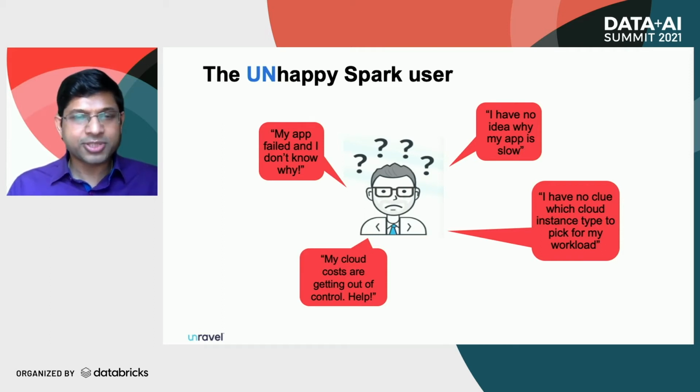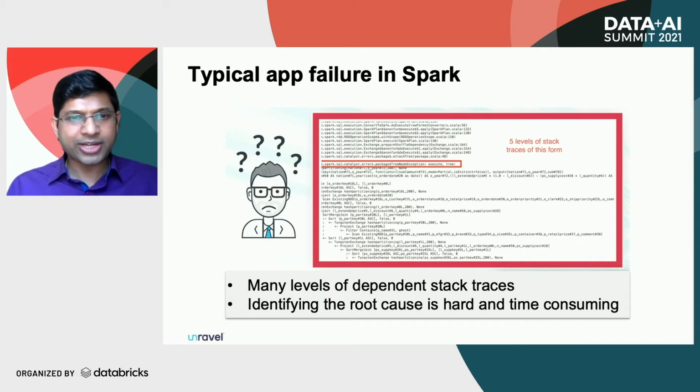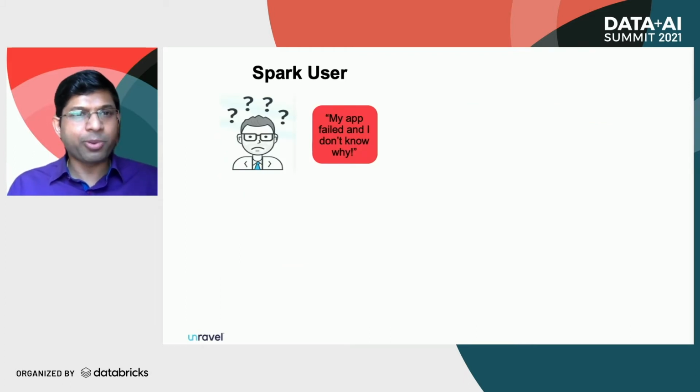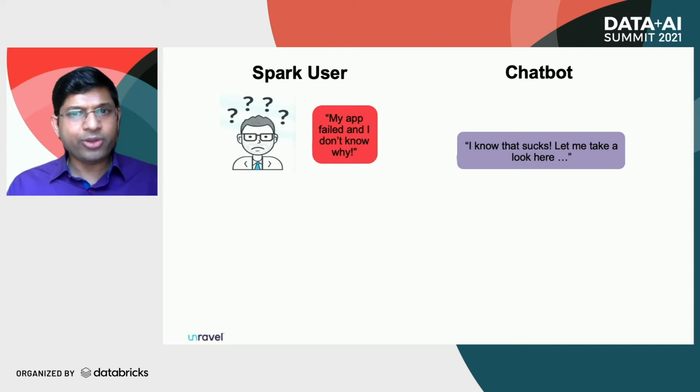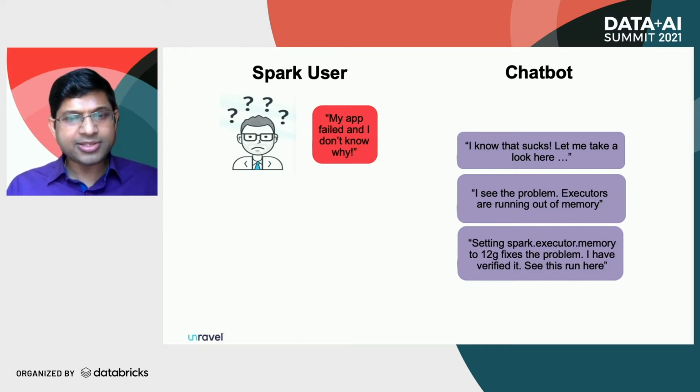So for such users, maybe somebody whose application has failed and who is struggling with all those dependent stack traces, trying to find the root cause of a problem, in the Jeeves chatbot that we presented in the 2019 Spark Summit, you can actually just go and ask this chatbot, hey, my app failed. I have no idea why. Can you help me? And the chatbot can take it from there. It finds the application. It can find the cause of the problem. Here the chatbot is saying that it has found that executors running out of memory is what is causing the application to fail. And better, it can say how to fix the problem.